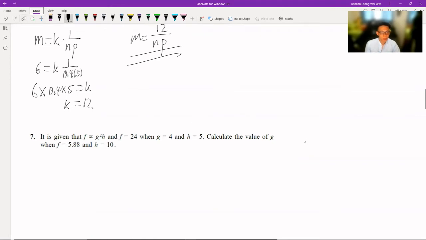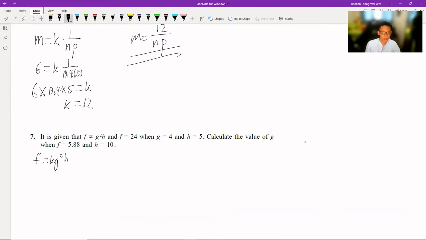So here they give you f varies with g squared h. They give you f, g, and h value. Using that, I find k. So I know f equals k g squared h according to how they vary. So I want to find the value of g when f is 5.88 and h is 10. After I find k, I substitute these two values to find the g.